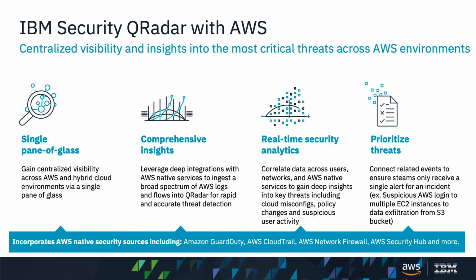All right, and that's what we're going to be talking about today, IBM Security QRadar with AWS. QRadar secures AWS with a single pane of glass, comprehensive insights, real-time security analytics, and prioritizing threats. So it's not only getting all the data from your AWS deployments, but really knowing how to analyze what actually is important to respond to, making sure you really understand what's happening in your infrastructure. But rather than me talking through it, we're going to pass it on to our architects to show you what we have today. Thanks, Corinne.